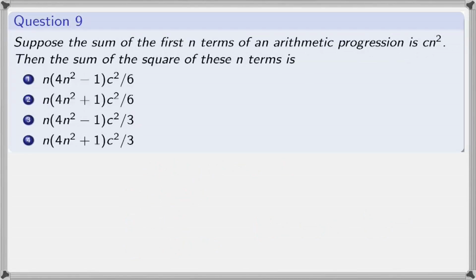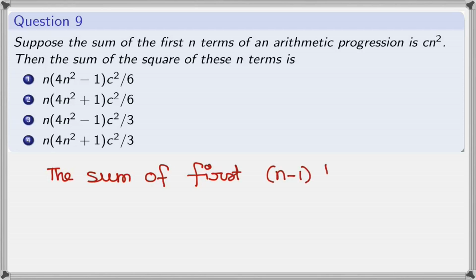Therefore, here the third option is the correct answer. This is our question number 9. If the sum of the first n terms of an arithmetic progression is c into n square, then we shall find out the sum of the squares of those n terms. Note that the sum of first n minus 1 terms of this progression is c into n minus 1 square, because the sum of the first n terms is c into n square.